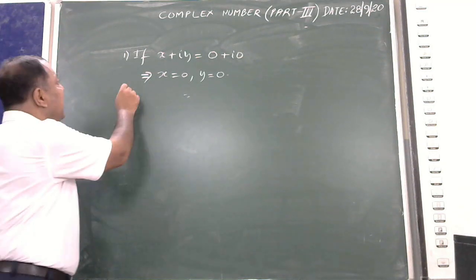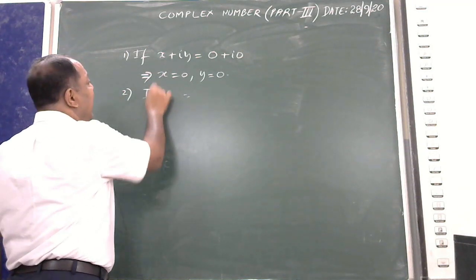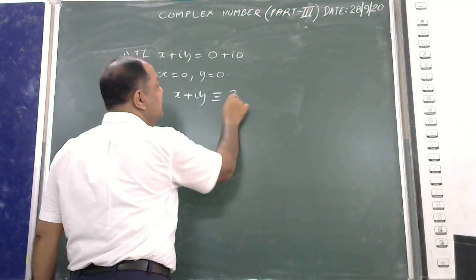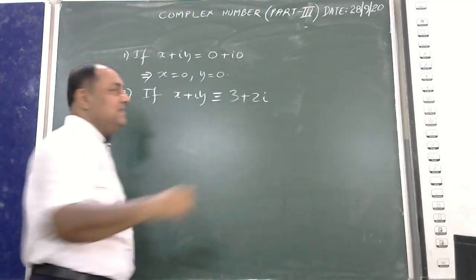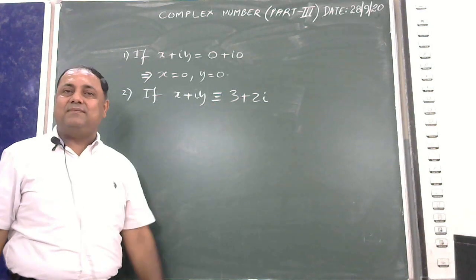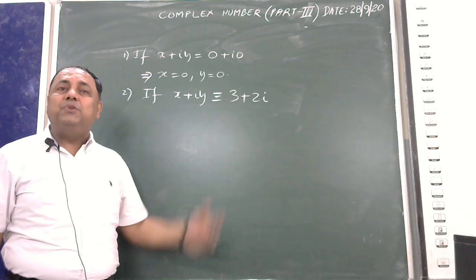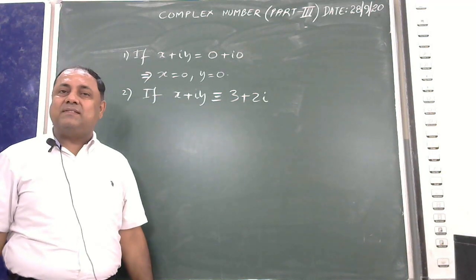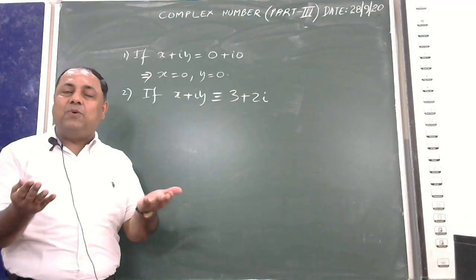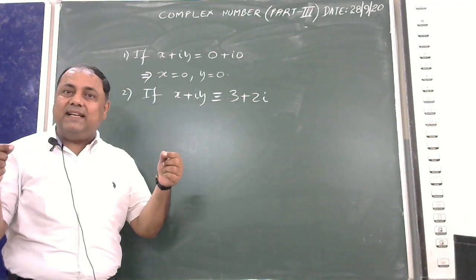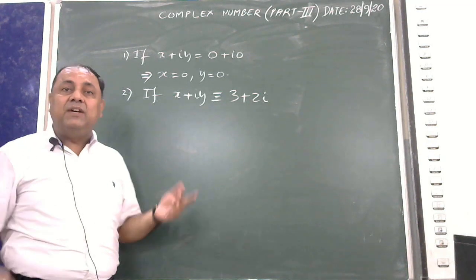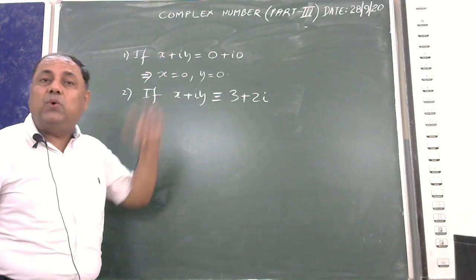Similarly, if I say x plus iy is equal to 3 plus 2i, I have made a very important statement here. How do you compare two complex numbers? How can you equate two complex numbers? Are you weighing two complex numbers? Are you measuring their length? No. How do you equate? So we do not equate, we write equivalent.